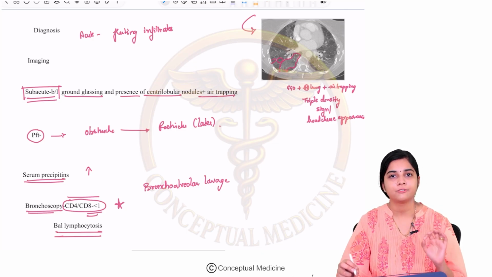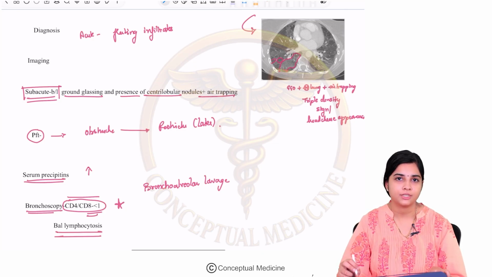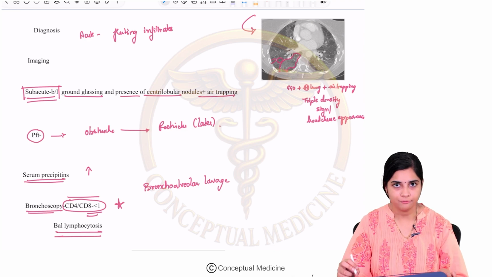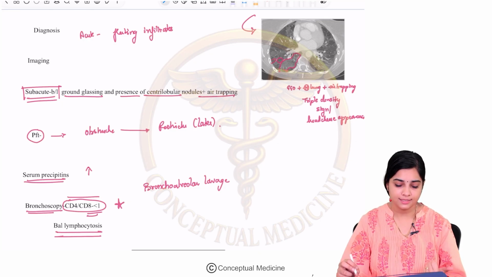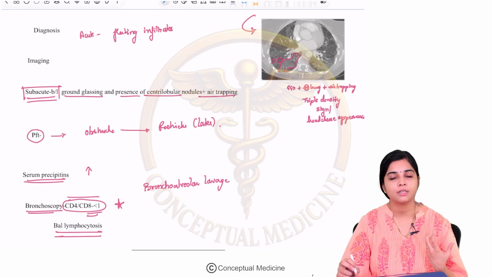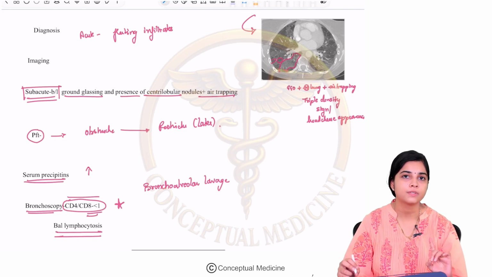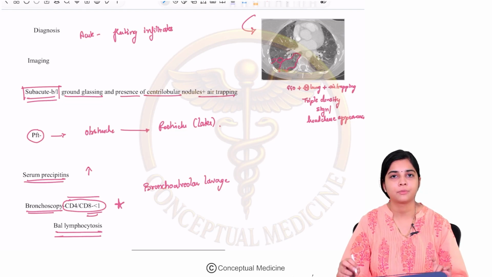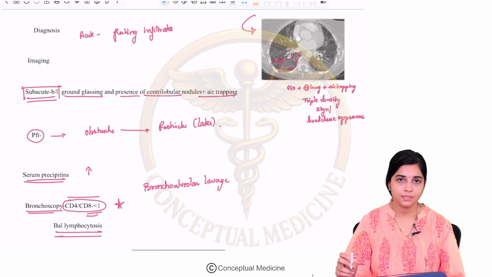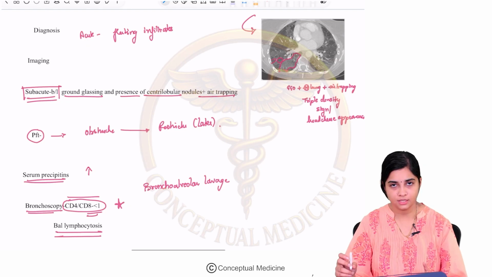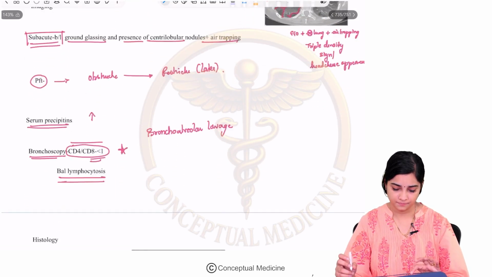If you really have to differentiate your acute HSP from maybe a community acquired infection, then you'll have to see that the BAL CD4 to CD8 ratio is less than 1, or when you do the bronchoalveolar lavage and the samples are taken, there is a predominance of lymphocytes, unlike in infections where you have predominant neutrophils and you can have growth of organisms, which is not going to be there in your hypersensitivity pneumonitis. Okay, so always remember BAL CD4 to CD8 ratio less than 1 and BAL lymphocytosis.